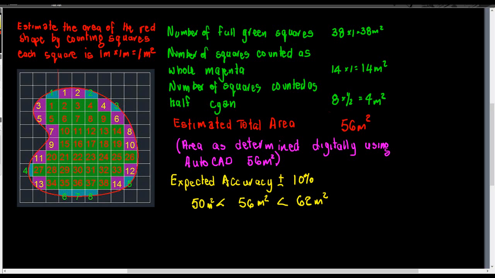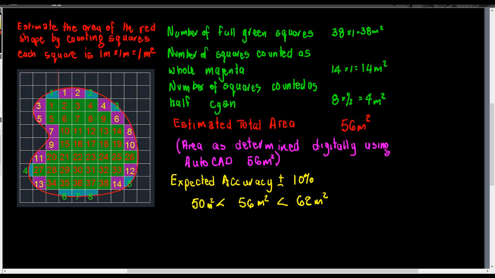So the first thing we do is identify the full squares. These are where the entire square is contained inside the shape. I've coloured these ones green, and as you can see, I've numbered them consecutively, and they number 38. So there's 38 of those, so 38 times 1, 38 square metres.